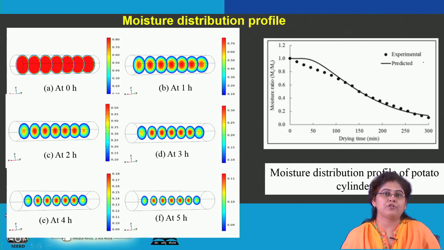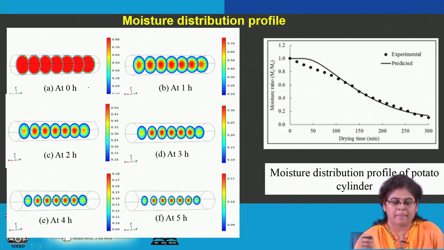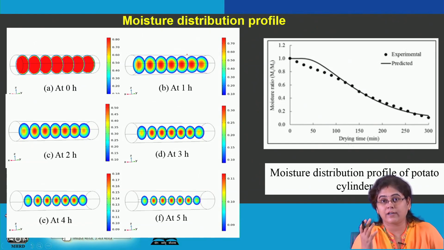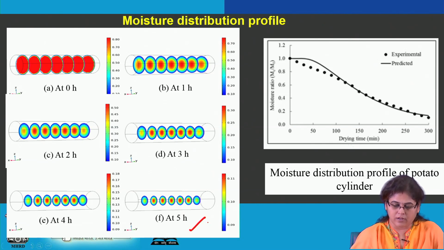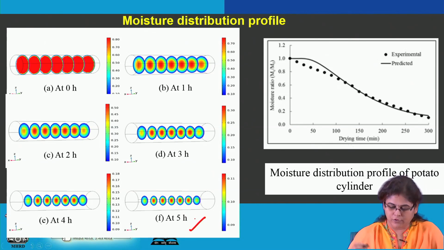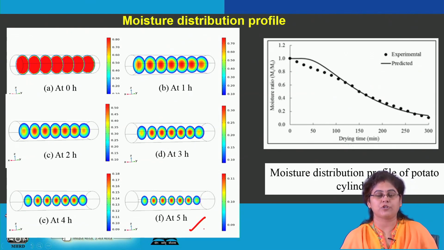Similarly, the moisture distribution profile of the samples can also be shown over here. As can be seen, the moisture from the sample is released from those surfaces which are in direct contact with the hot air as well as with the solar radiation. So, at different time intervals again the moisture values have been predicted. From initial moisture to final moisture it took around 5 hours for removal of moisture, and at the same time the product gets shrunk.